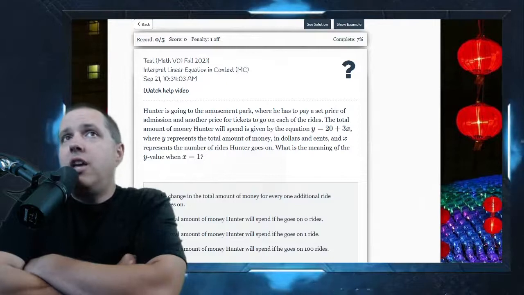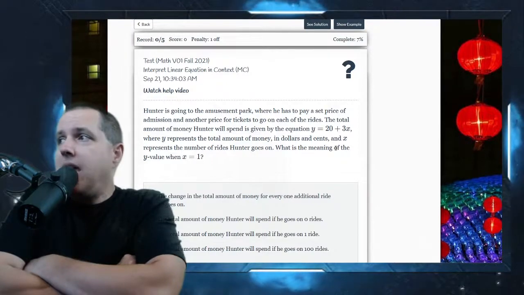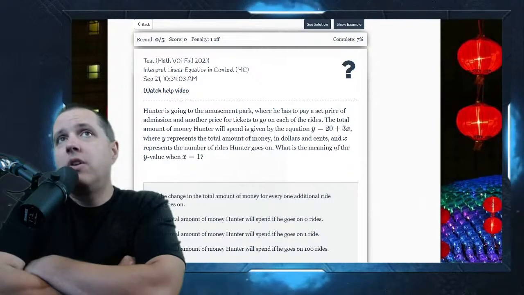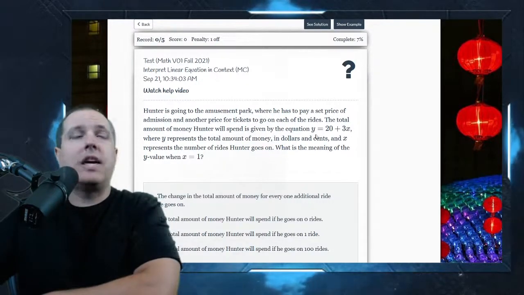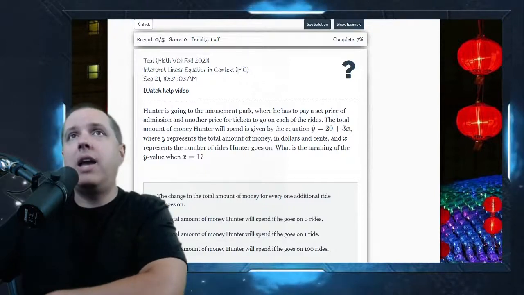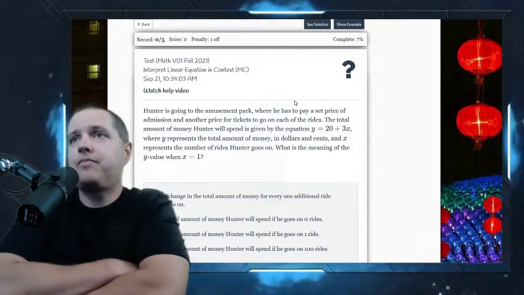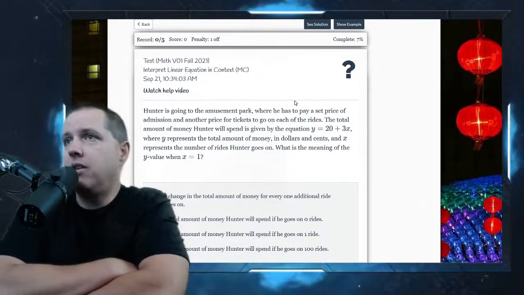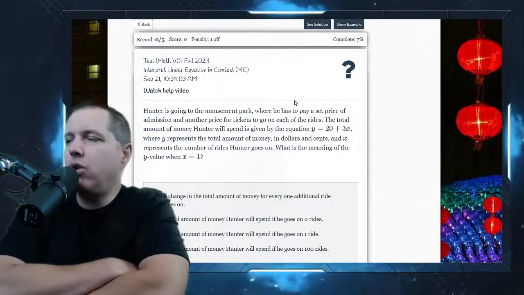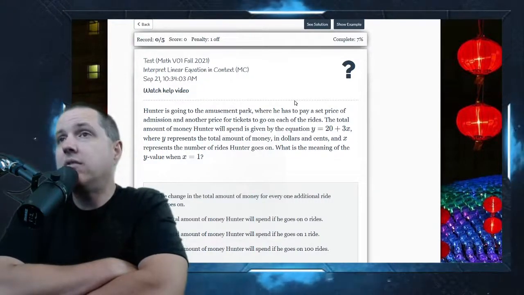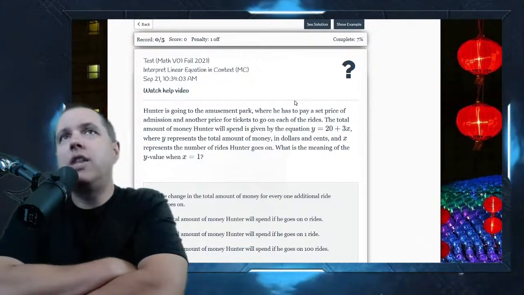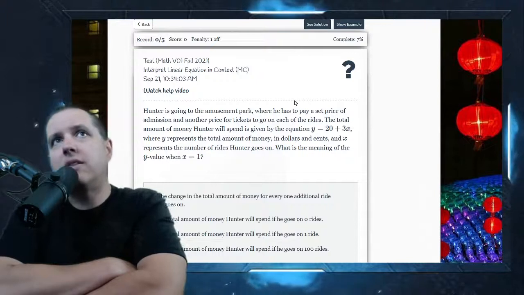Okay, so if Hunter has to buy tickets for each ride that Hunter goes on, which part of the equation do you think that is? Do you think that's the y? Do you think it's the 20? Or do you think it's the 3x? Well, y we've already been told is the total amount of money. So then y wouldn't represent the amount to go on rides, because y is the total amount of money. They told us that right in the problem. Okay, so then it's either the 20 or the 3x.